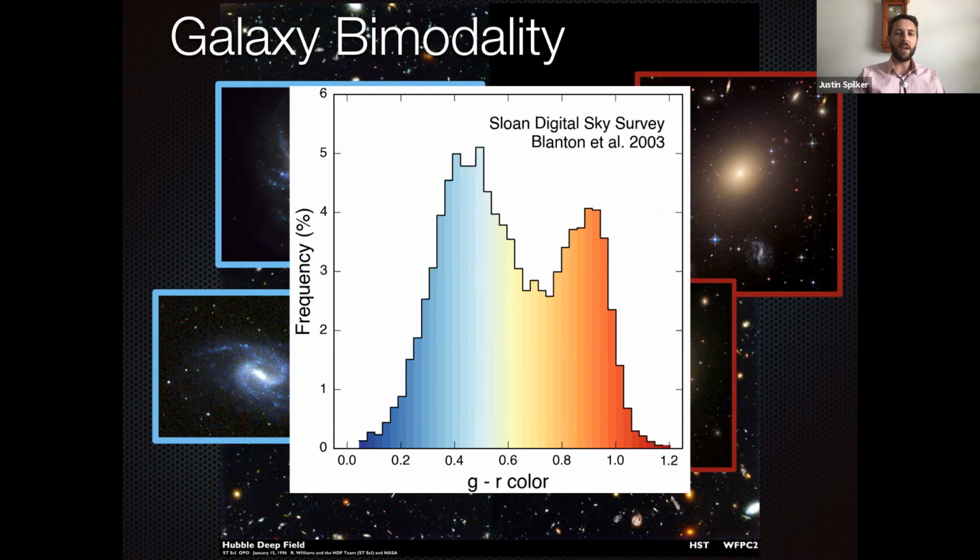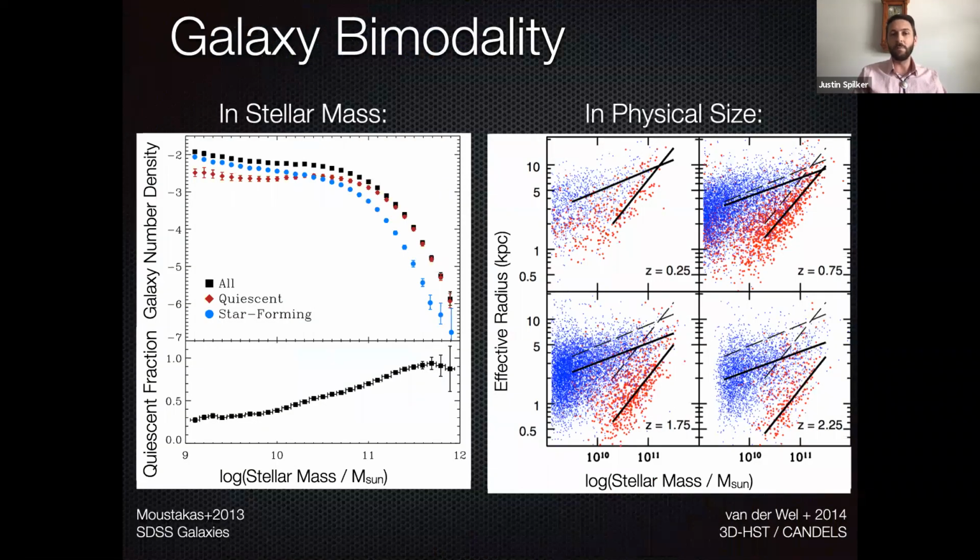And this isn't the only way that galaxies split into bimodal populations. They also split up into a bimodal population in terms of stellar mass, where we see that at the highest masses, we find almost all quiescent galaxies. And at the lowest masses, very, very few galaxies are quiescent. They're almost all star forming. And there's a smooth transition as a function of mass as we go from star forming galaxies into quiescent ones. And they're also bimodal in actual physical size.